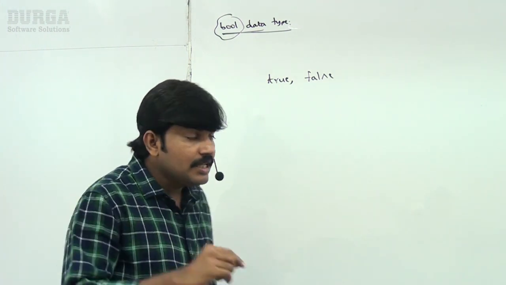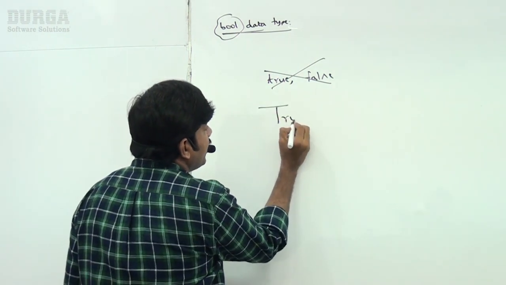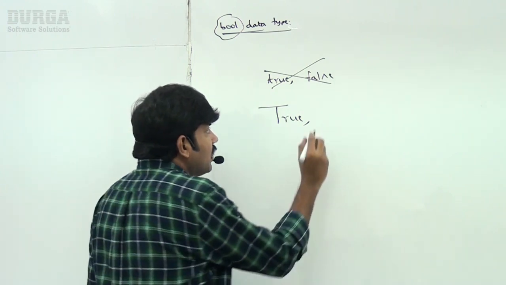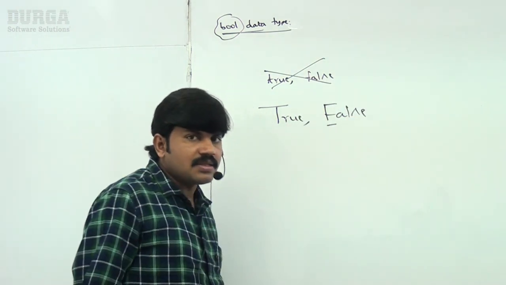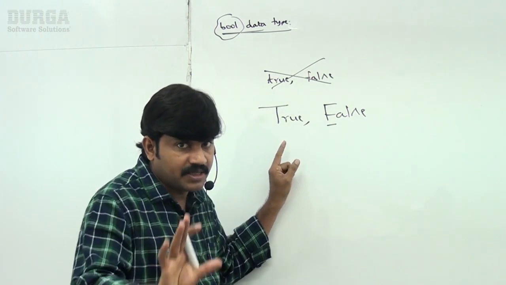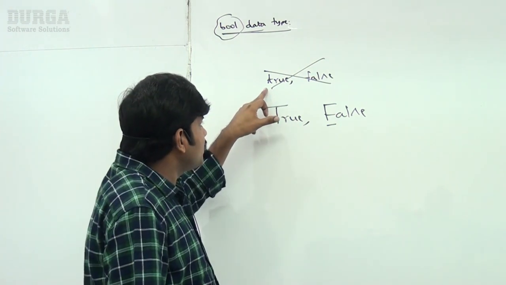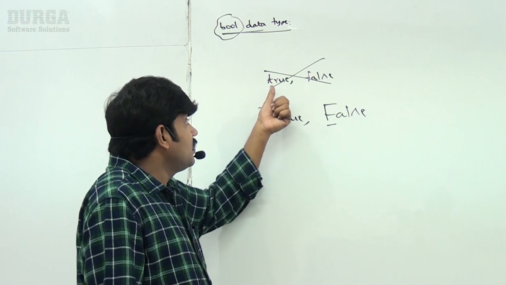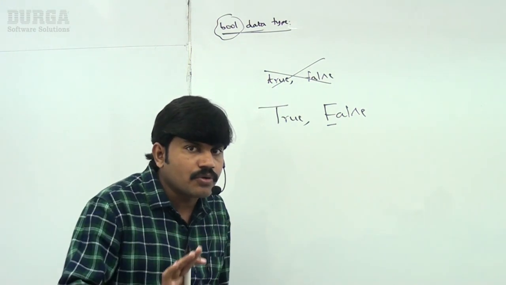Remember this one. In Python, compulsorily, sir, it should be True, with T capital. Next, False, with F capital. These are the only allowed values for the boolean data type in Python. T should be uppercase, F should be uppercase. By mistake, if we write small true or small false, immediately we are going to get an error. What is this true? Name error.